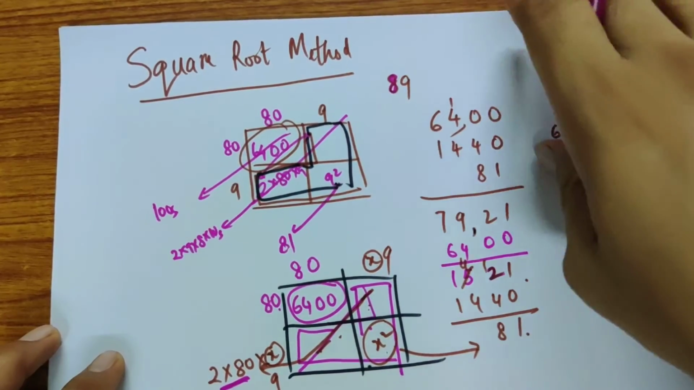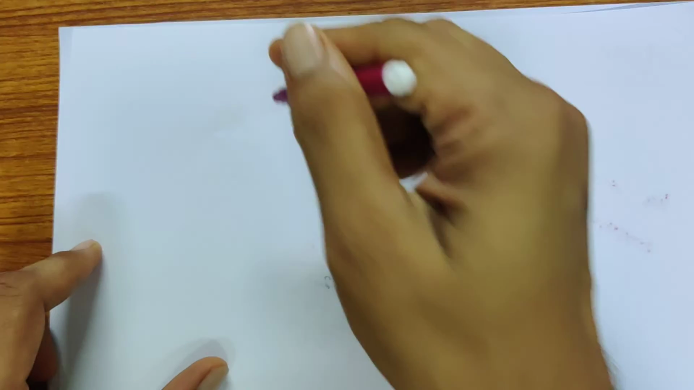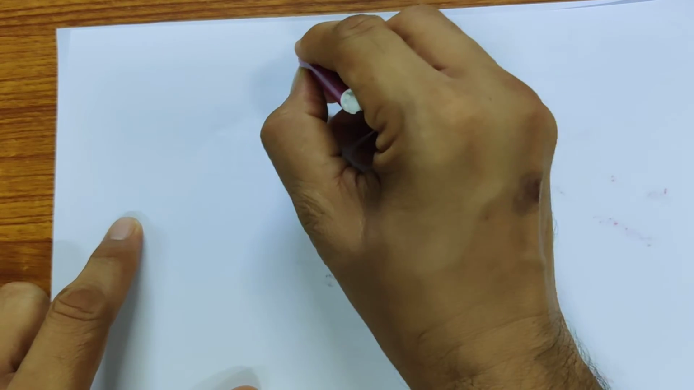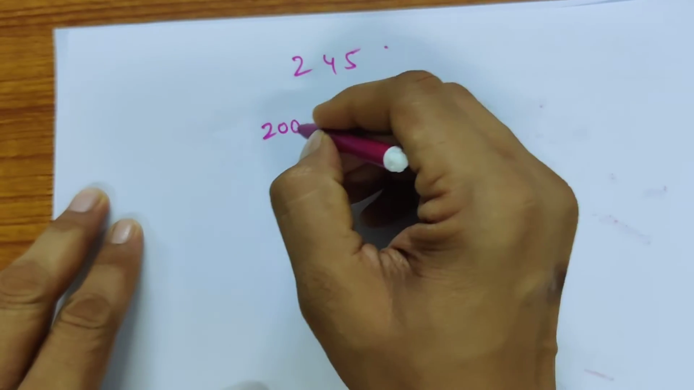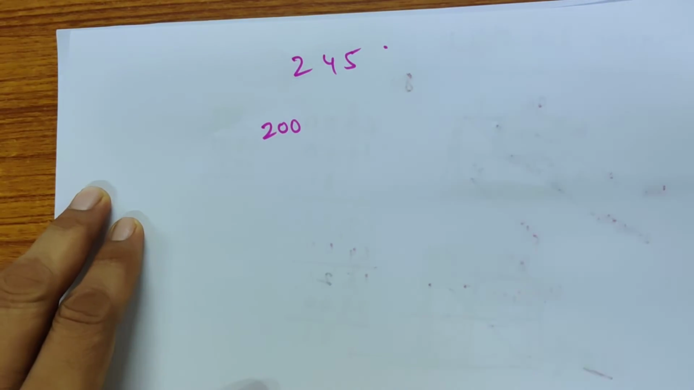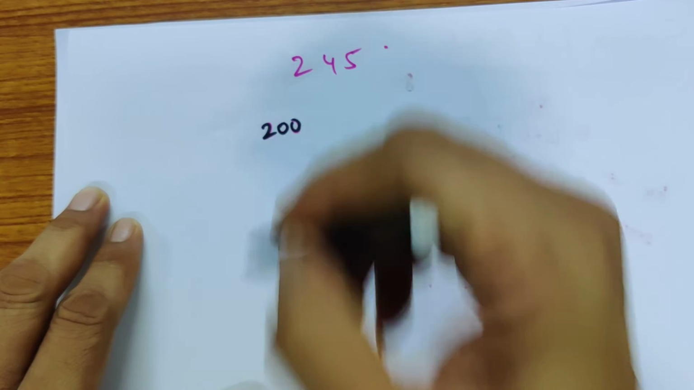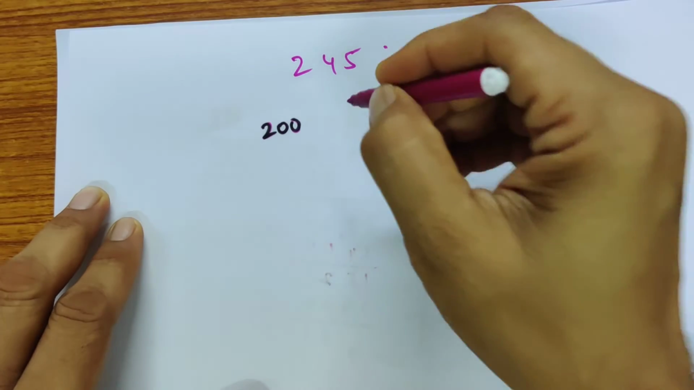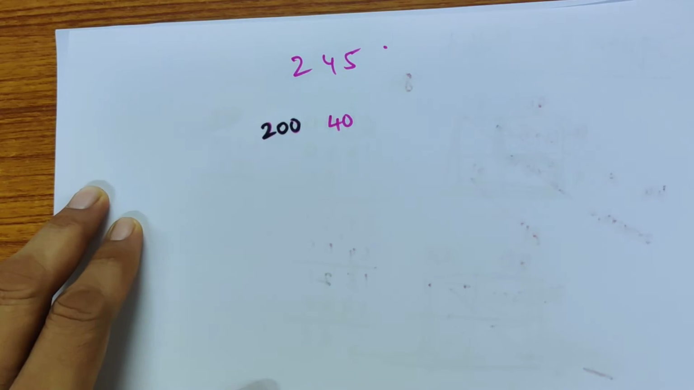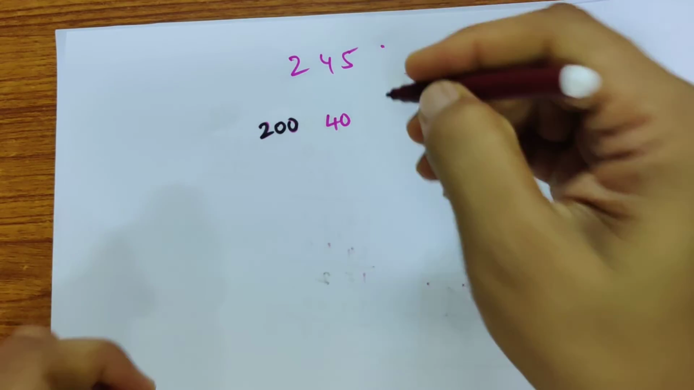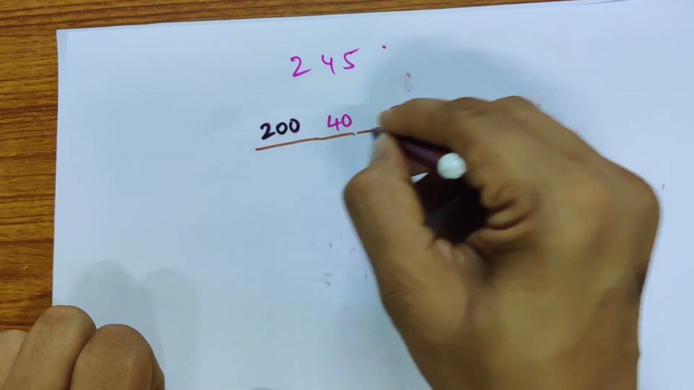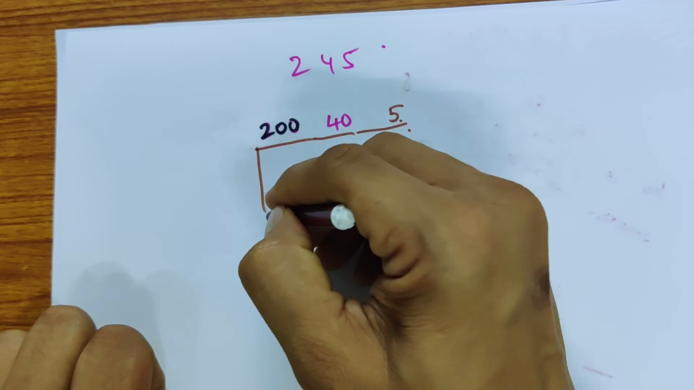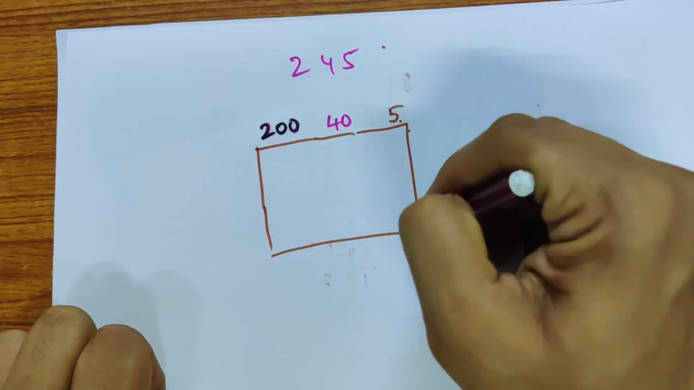So essentially extending it to 3 digits. Let's say you had a number 245. So then you have 200, hundreds. And then you have 40. And then you have 5. 200 plus 40 plus 5. So one length is 200, then 40, then 5. And then here also you have 245.